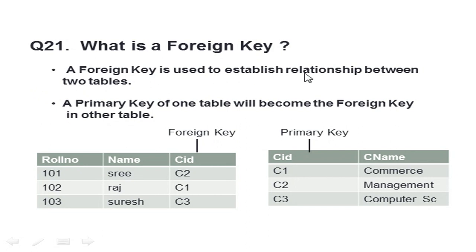A foreign key is used to establish relationship between two tables. A primary key of one table will become the foreign key of another table. Like, the primary key in this course table is acting as foreign key in the student details table.